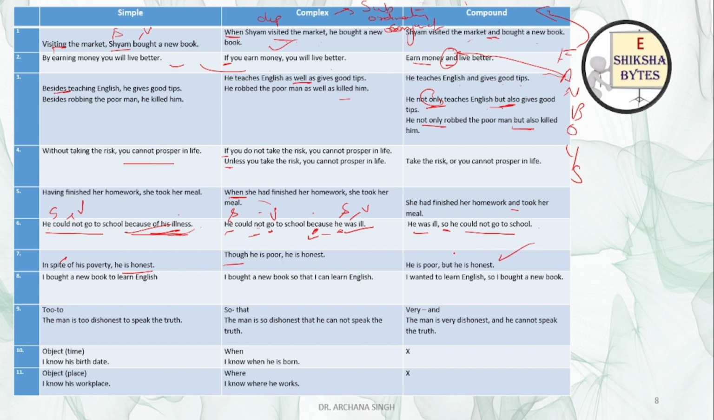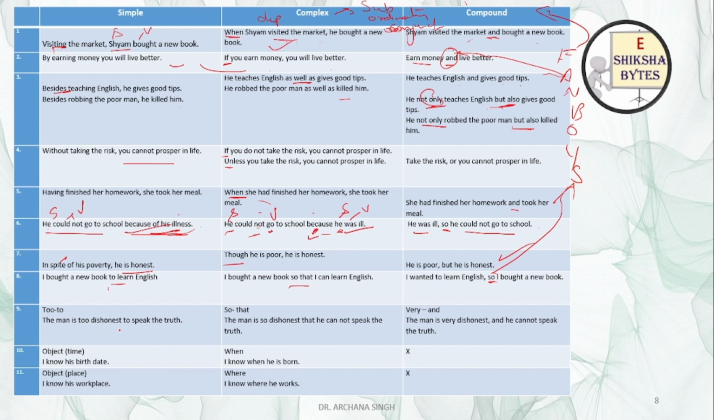Now, I bought a new book to learn English. Here you have a to-learn combination. So in this case, you can make it: I bought a new book so that I can learn English. Or you can transform it into a compound. You can say: I wanted to learn English, so I bought a new book. So you have taken a coordinating conjunction.